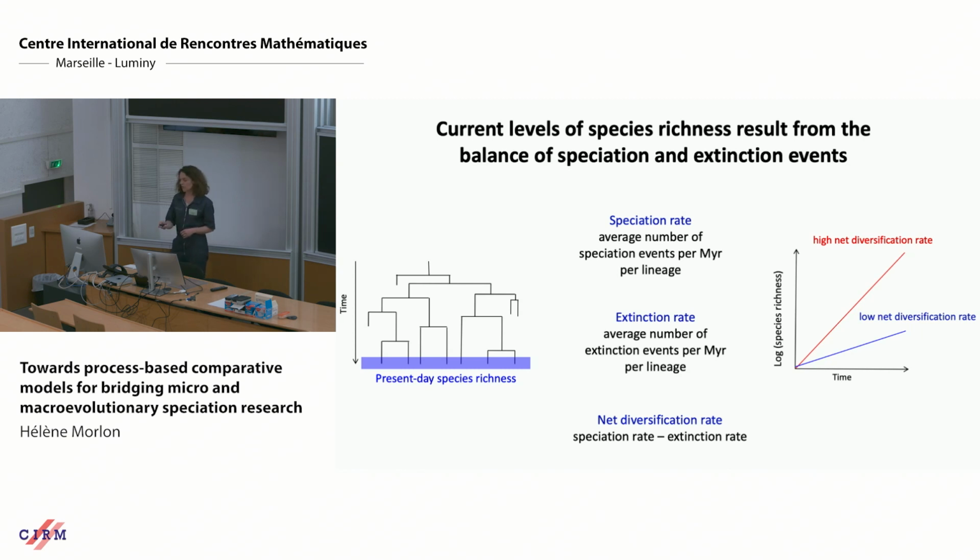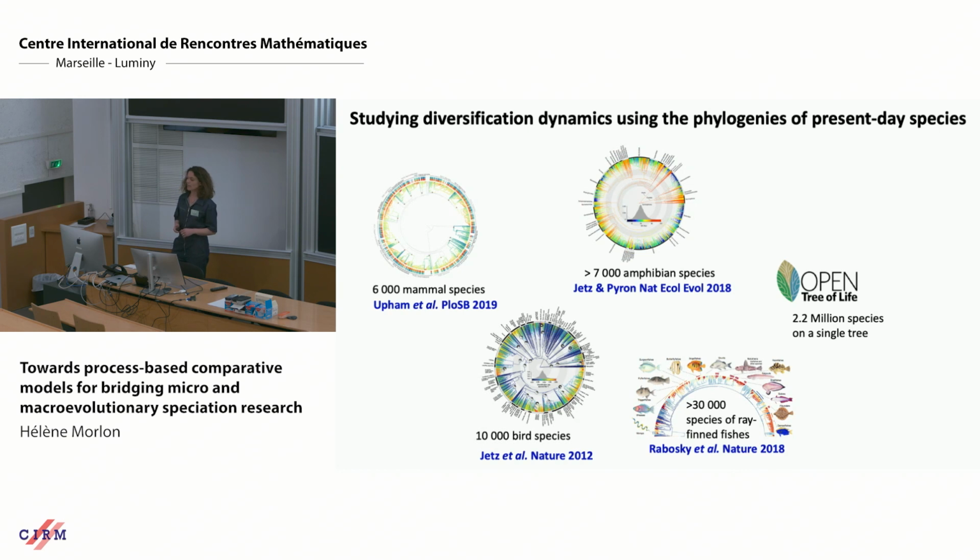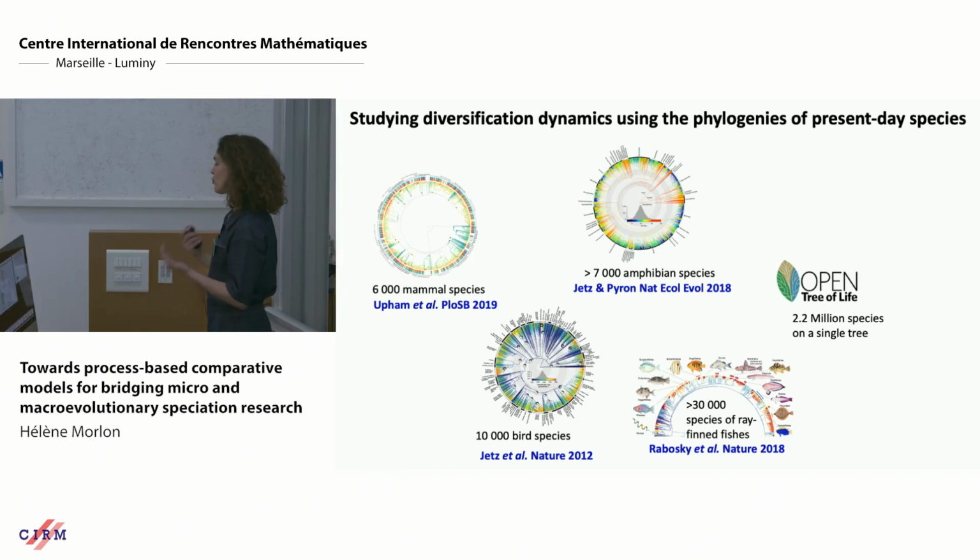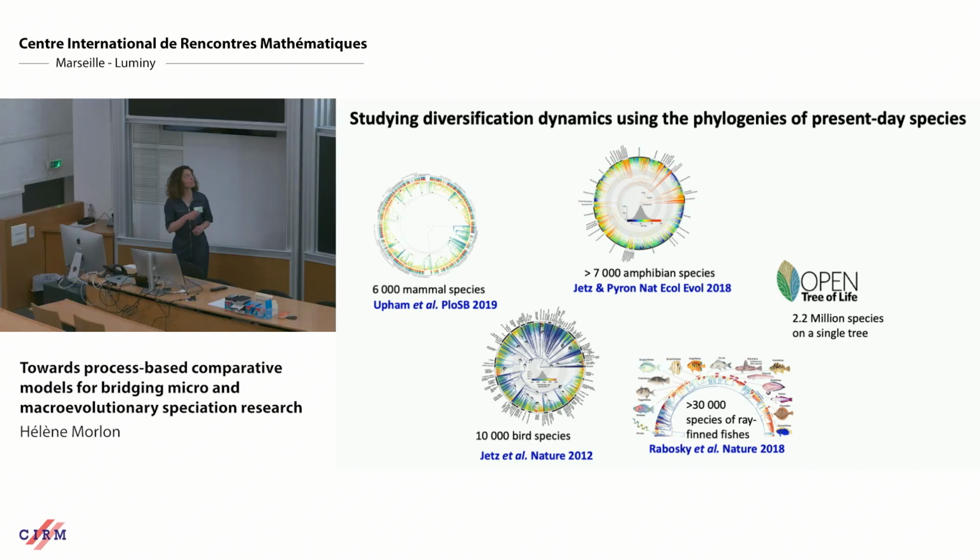Okay, so being able to estimate this rate of speciation and extinction is really key to understanding patterns of species richness. And one way that we can do that is by fitting stochastic birth-death models to the phylogenetic trees of present-day species. So just so that we're on the same page here, what we see are the evolutionary trees among present-day species of all mammals, amphibians, birds, fish, and so on.